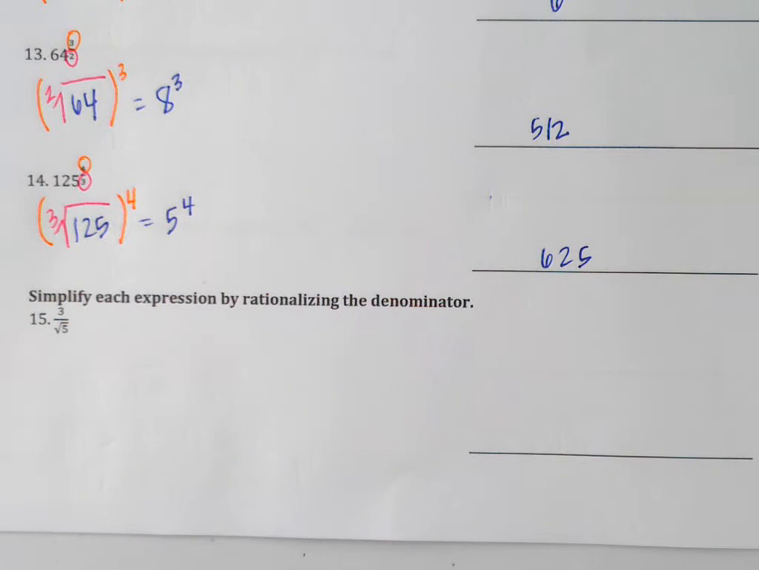Remember, with rationalizing the denominator, the biggest thing to remember is two parts. One, you need to make sure there's never a square root left in your answer. So if you have a square root left in the denominator of your answer, you need to rationalize the denominator. And what that means is we multiply top and bottom by whatever the square root is.